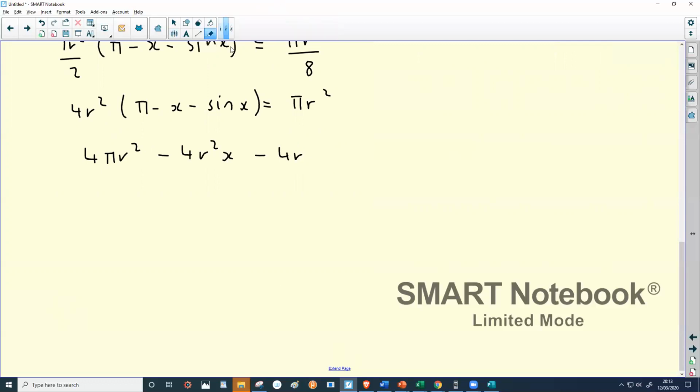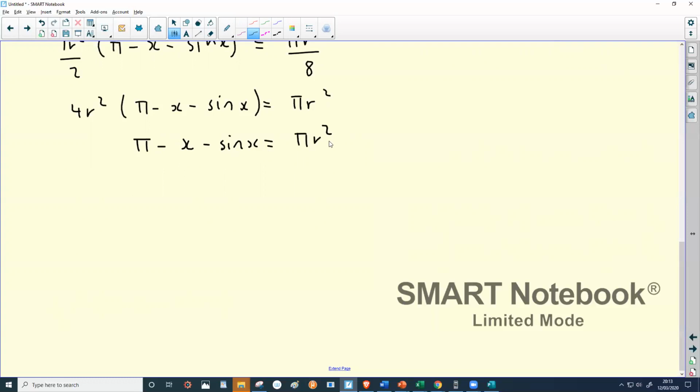Actually, I just thought about making my life slightly easier. What if I divide both sides by 4r squared? If I divide both sides by 4r squared, I get pi minus x minus sine x equals pi r squared over 4r squared. Well, this enables me to cancel r squareds out. So I get pi minus x minus sine x equals pi over 4.